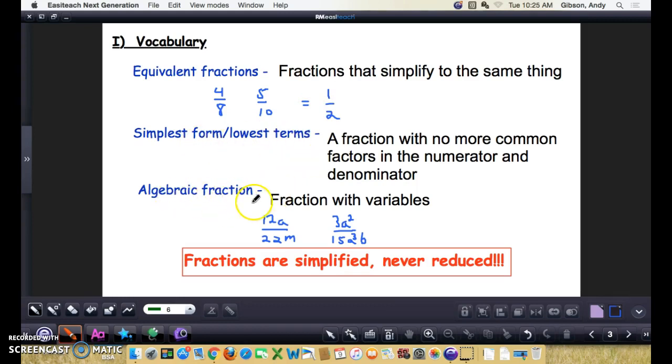An algebraic fraction is just a fraction, just like we have here, except we're going to add variables. This is the difference between what you may have done before by simplifying fractions and the new stuff. Plus, we always say simplified, we never say reduced. Reduced means to make smaller, whereas simplified means to put in simplest form.